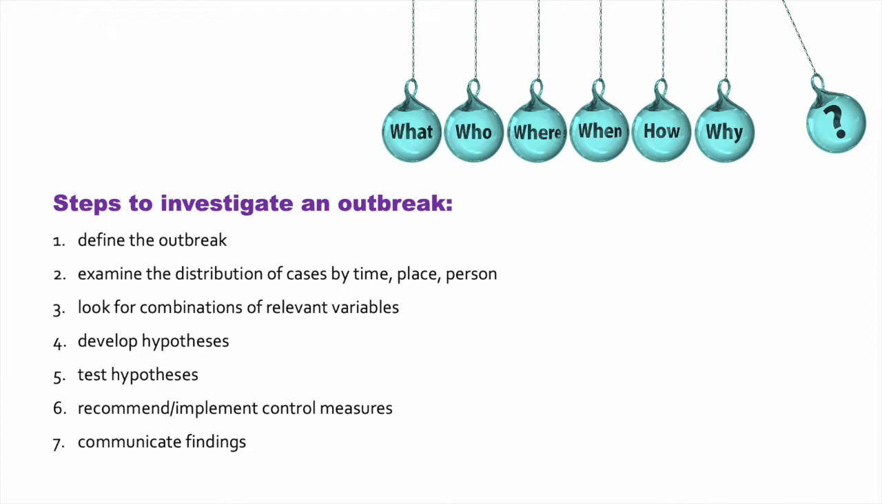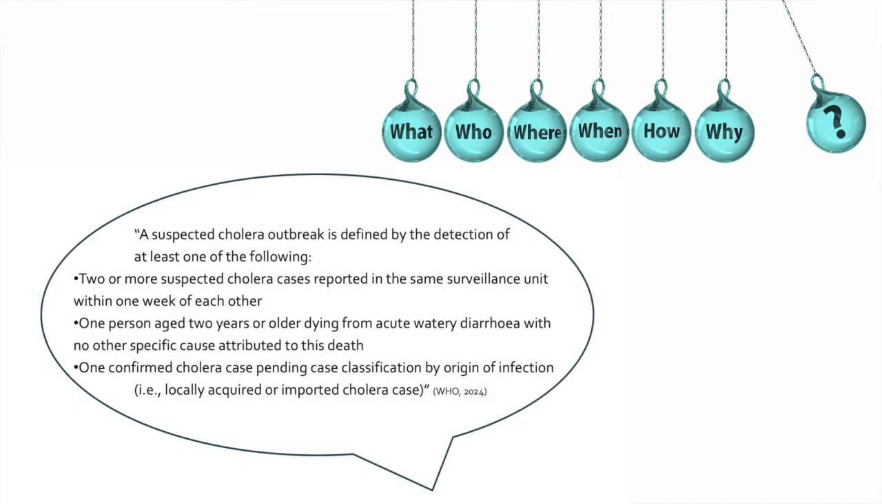Early on, it's important to make sure that an outbreak is actually occurring. The World Health Organization and other public health agencies have definitions for what constitutes an outbreak of a specific disease, which can vary based on the context, such as whether the disease is endemic in the country you're working in. As an example, here's the World Health Organization's definition of a suspected cholera outbreak.